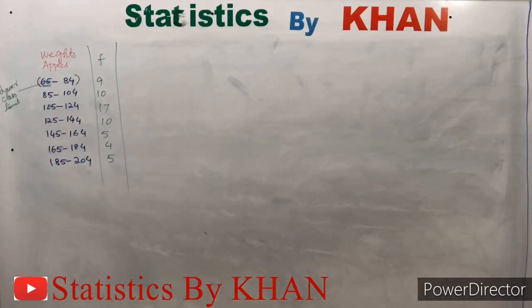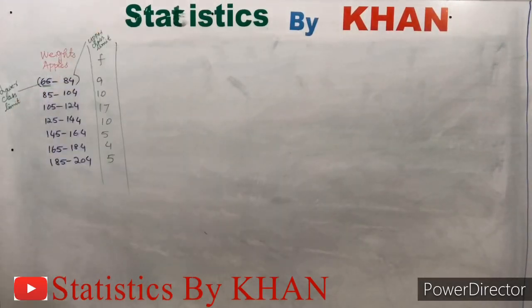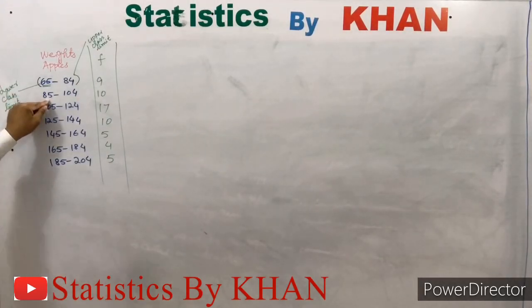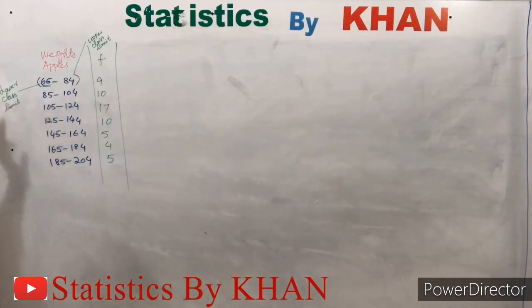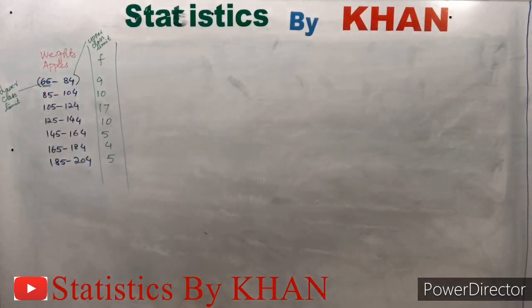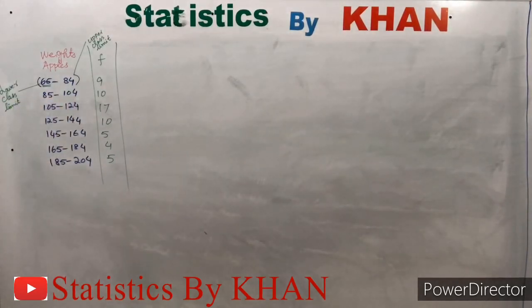In this class, this smaller value is called the lower class limit, and this value is called the upper class limit. Similarly, for the second class, this is the lower class limit and this is the upper class limit. For the third class, 105 is the lower class limit and 124 is the upper class limit, and so on. Now, the distance from the lower limit to the upper limit is called class interval.